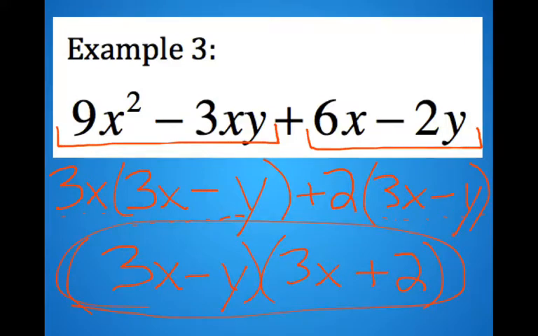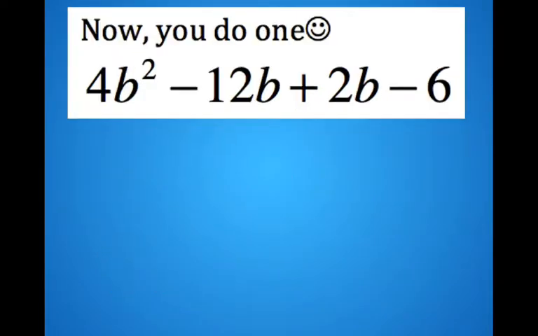And that's it. That's really factoring by grouping. Again, it's only for polynomials that have 4 terms. And that should do it. Now you do one? Well, I'll do one more. You go ahead and do it, then pause the video, and then you can check to see if it's right.